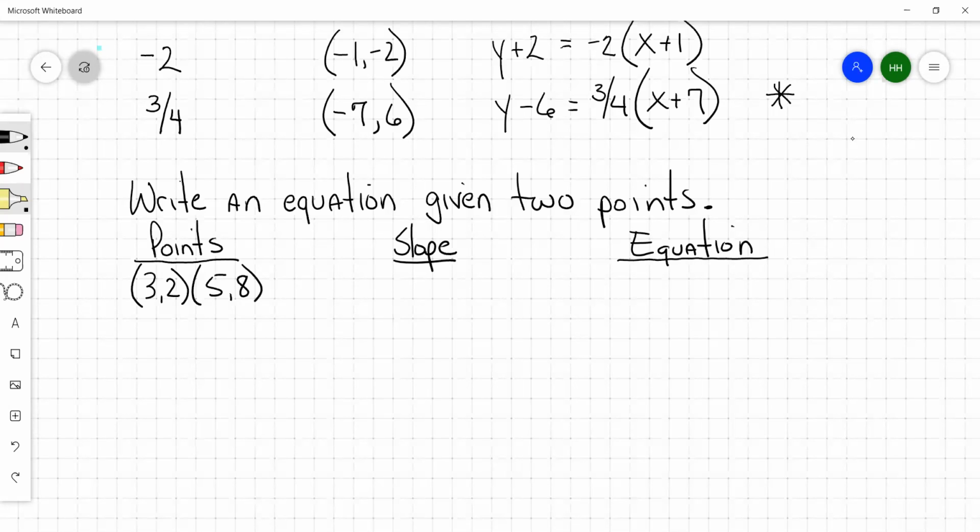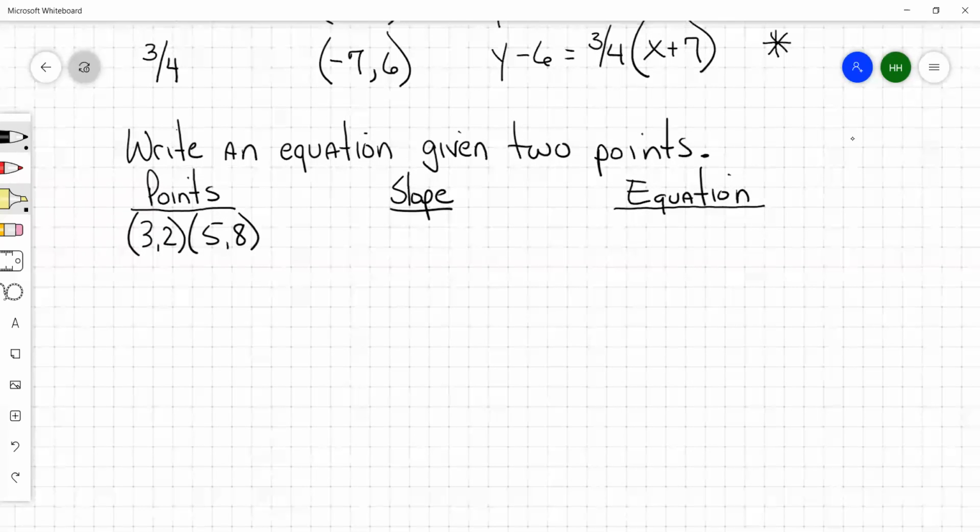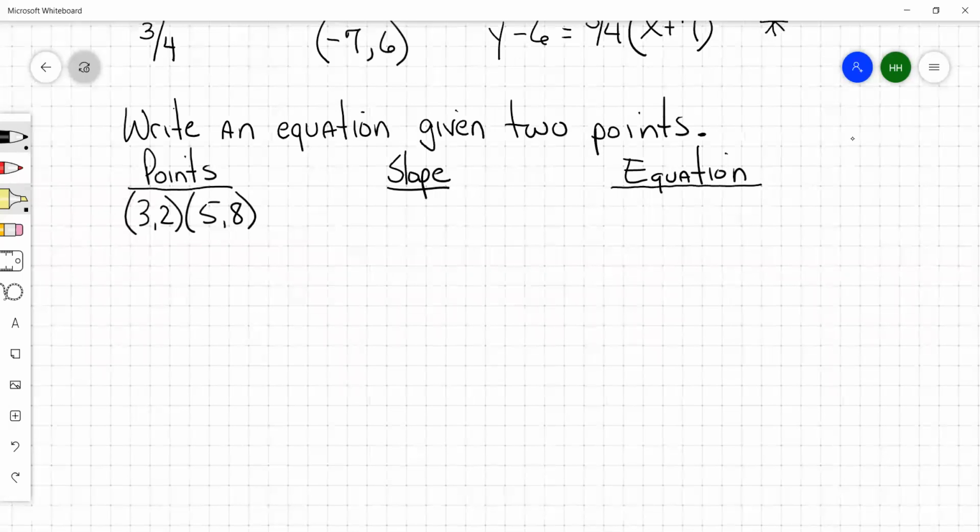So yesterday, the first part of your lesson, you found the slope of a line given 2 points. So in this case, when you have to write an equation and all you're given is 2 points, you got to find the slope. So yesterday we talked about labeling these.